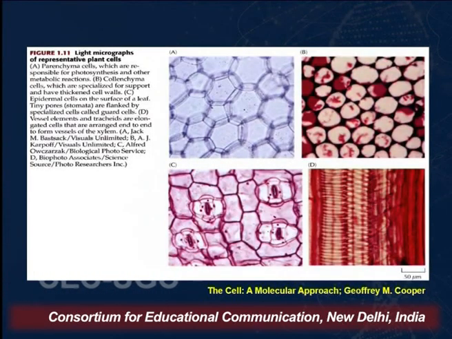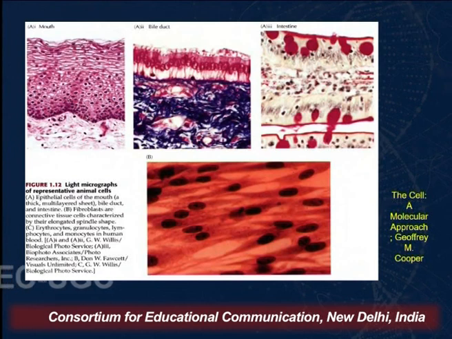Now these are some of the light micrograph images representing plant cells, which are shown over here. We can see these particular cells are covered and structured into a proper formation, specialized cells with the help of the plasma membranes. Then these are some cells showing representative animal cells, which are shown over here.